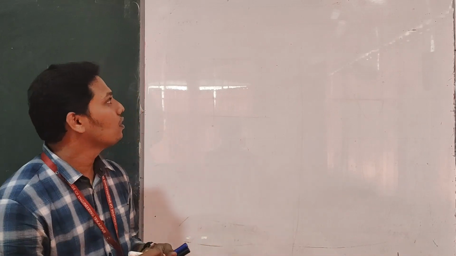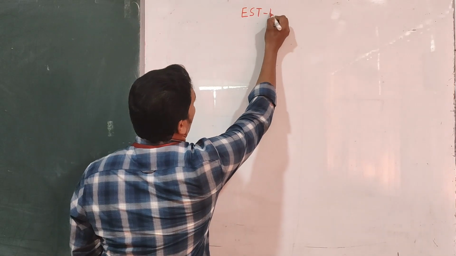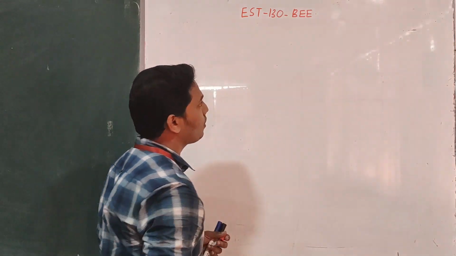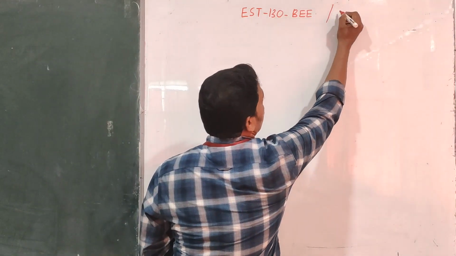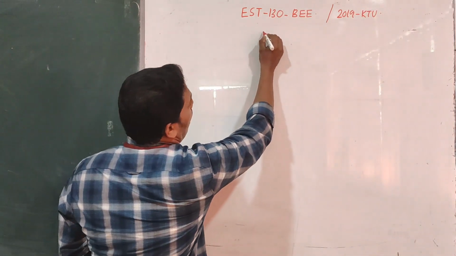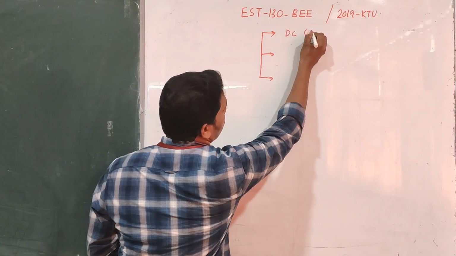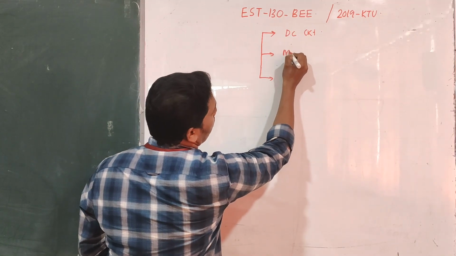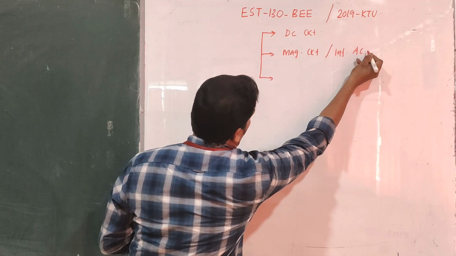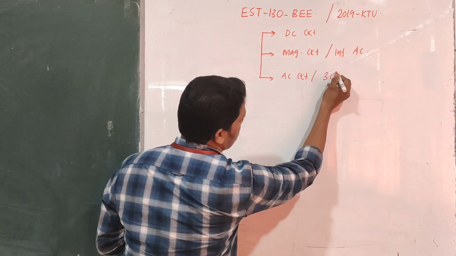Today I am discussing some important topics in the course EST 130 Basic Electrical and Electronics Engineering. As per the KTU 2019 scheme, there are three modules. One is DC circuits, another is magnetic circuits and an introduction to alternating current, and the last module is AC circuits and three-phase systems.